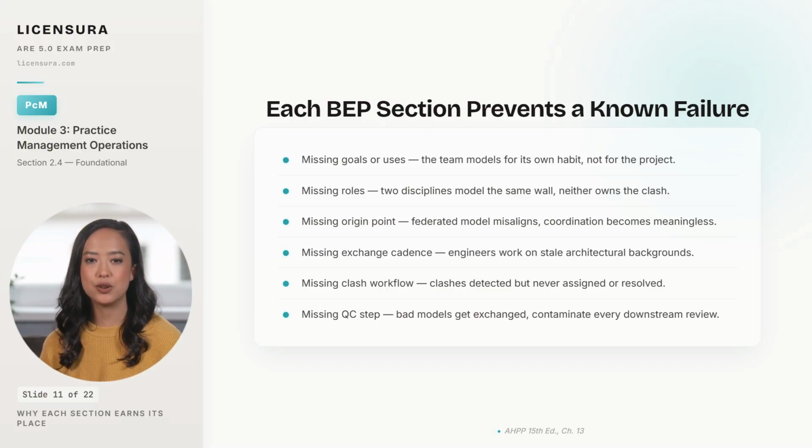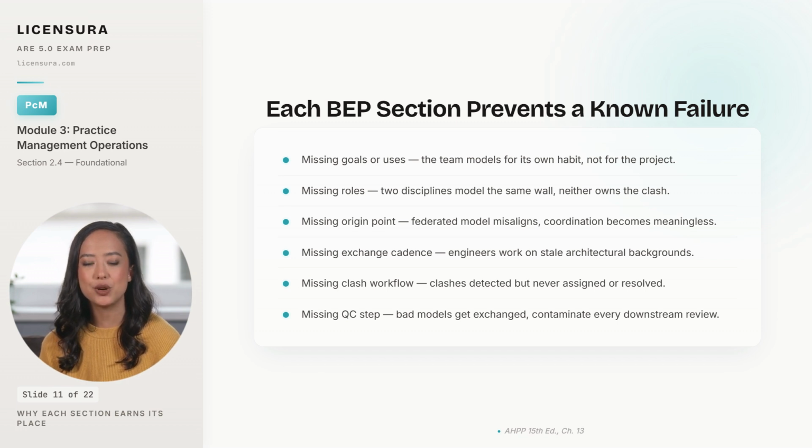Missing clash workflow shows up as clash reports that get generated, sent around, and never actually assigned to anyone for resolution. And a missing quality control step is how bad models get exchanged, infect every downstream review, and pollute the federated model until somebody has to throw out a week of coordination and start over.